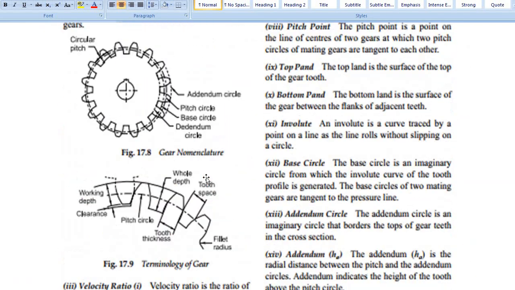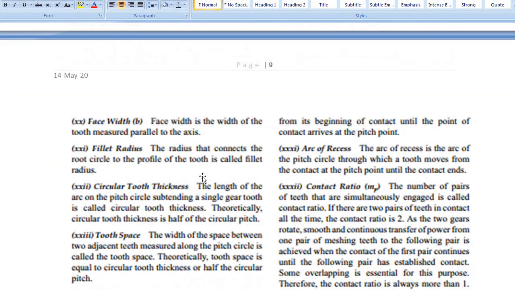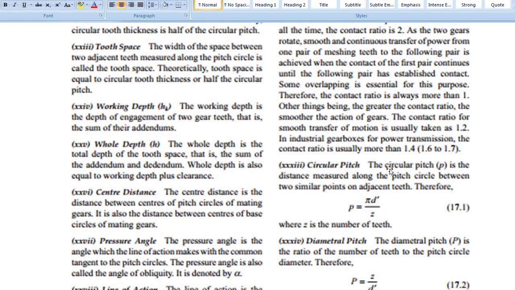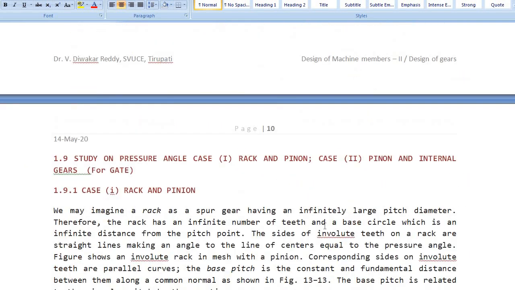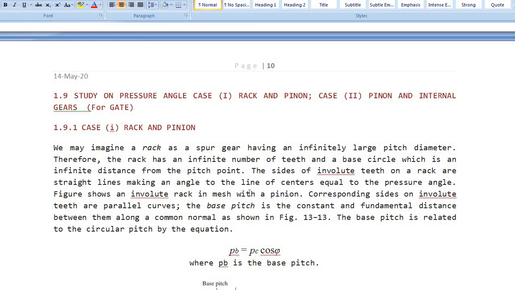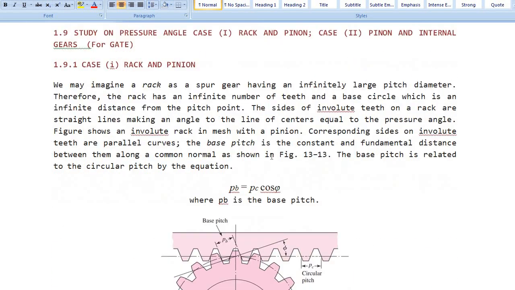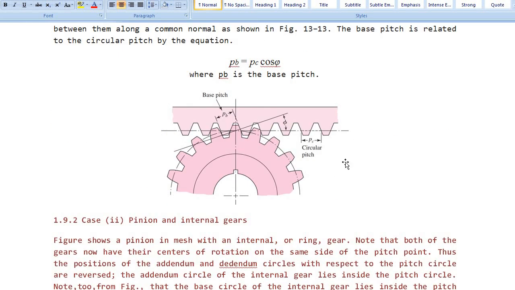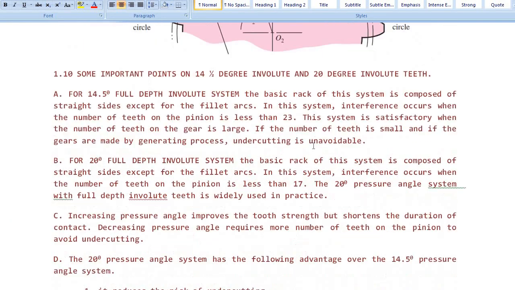And I have given some terminology used in gears, so different terminologies here. The module and the pitch circle diameter are very crucial, which we will discuss right now. The pressure angle for different cases from a gear point of view I have given, that is rack and pinion, and pinion and internal gears. So how the pressure line and pressure angles come into action, that I have discussed here.